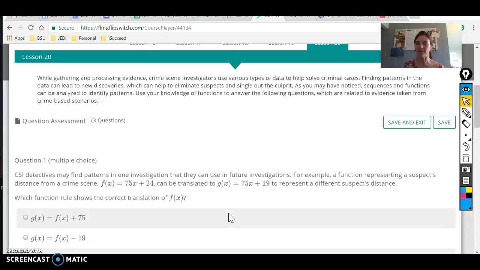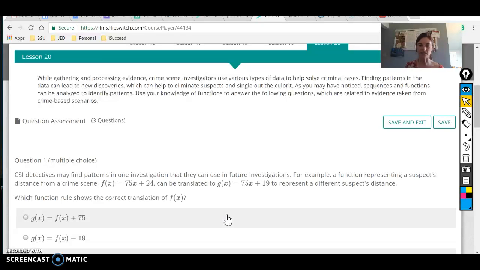CSI detectives may find patterns in one investigation that they can use in future investigations. For example, a function representing a suspect's distance from a crime scene, f of x equals 75x plus 24, can be translated to g of x equals 75x plus 19 to represent a different suspect's distance. So, which function rule shows the correct translation of f of x? In other words, how do we get from f of x to g of x?